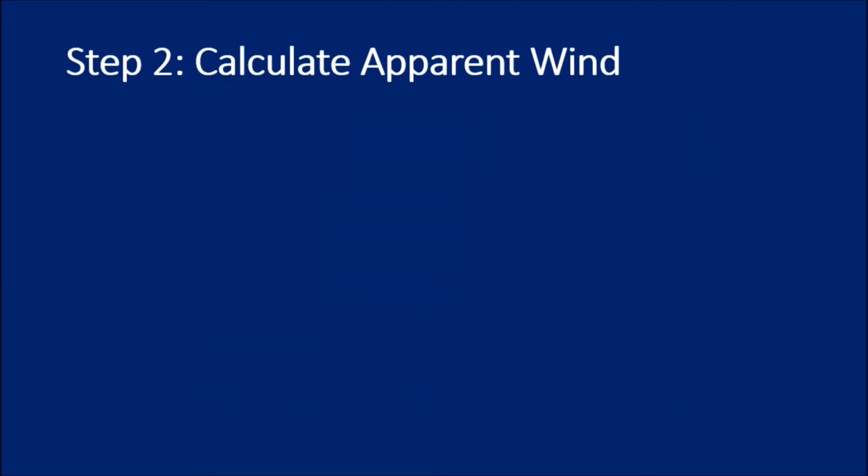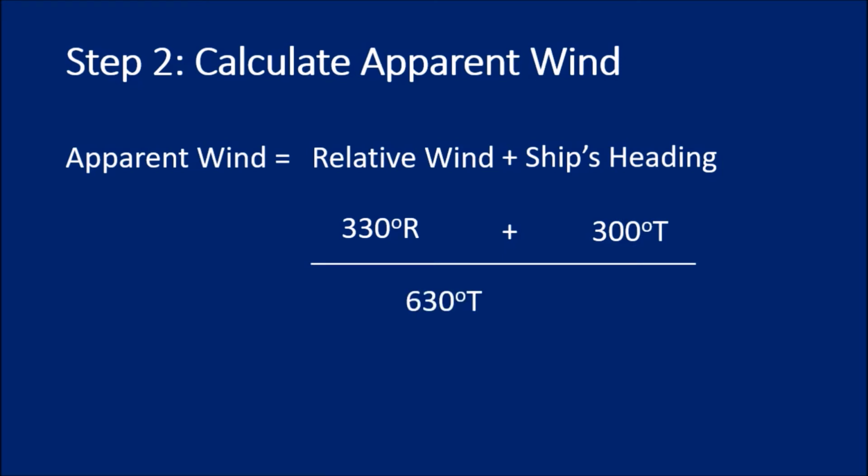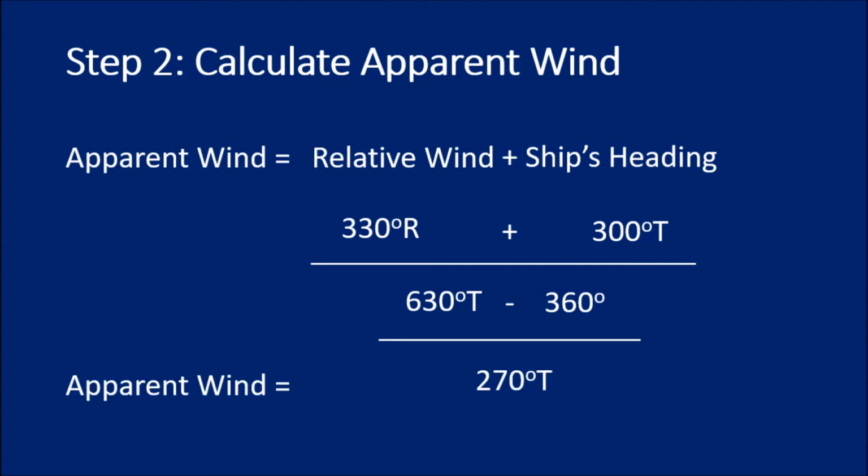Step 2 is calculating apparent wind, which is converting relative wind into true degrees. We convert it through the simple equation: apparent wind equals relative wind plus the ship's heading. Utilizing the information from our examples, relative wind of 330 degrees relative plus the ship's heading of 300 degrees true equals 630 degrees true. But wait, we can't plot this because it is greater than 360 degrees. We subtract 360 degrees from our answer, which calculates an apparent wind of 270 degrees true.